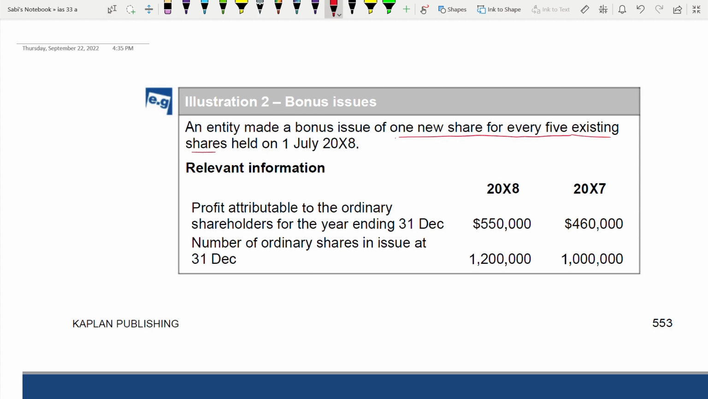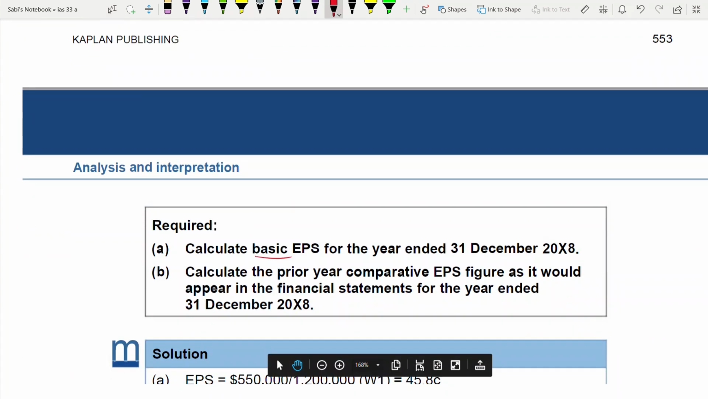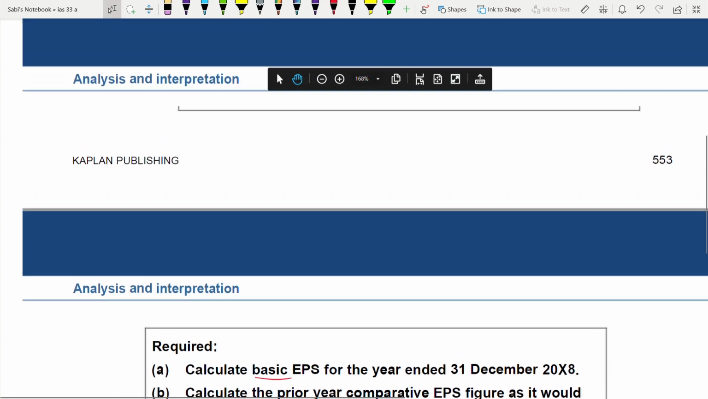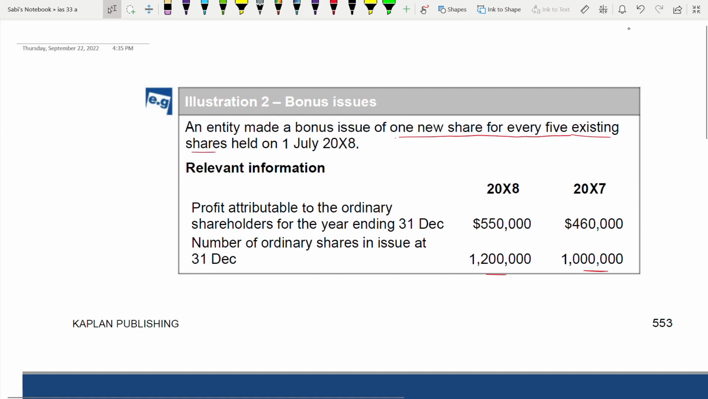The profits are the same, but here it changed. Here it is 1 million and 1.2 million, right? So part A, calculate basic EPS. B, with the bonus issue, calculate the prior year comparative EPS. First, let us do the basic EPS. I'm sure you will be able to do the basic EPS. For 2007, it will not change because the bonus issue has been made for 2008 only. So only the 2008 figure you need to change.